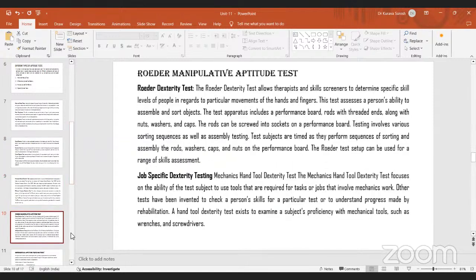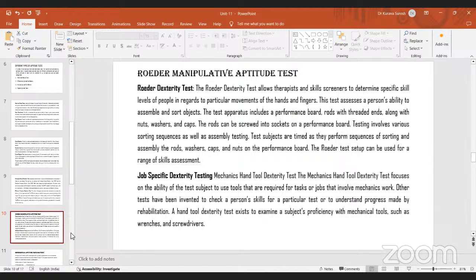Roeder manipulative aptitude test. The Roeder dexterity test allows the therapist and skills screeners to determine the specific skill levels of people in regard to particular movements of the hand and fingers. This test assesses a person's ability to assemble and sort objects.